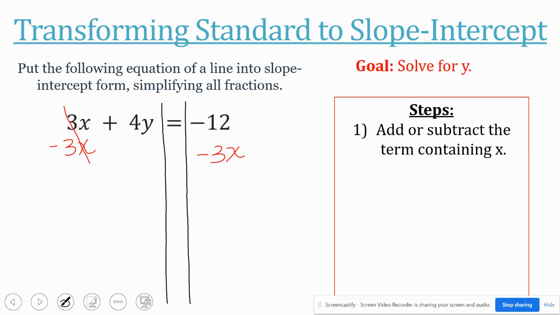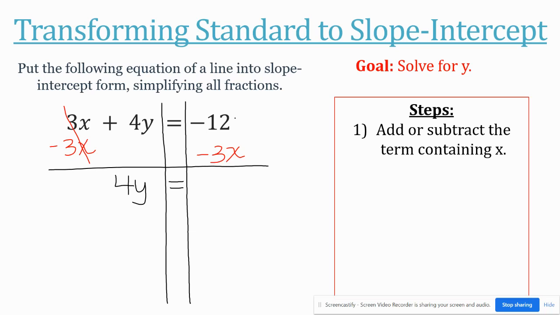So that cancels out. And pay close attention to what happens here. I'm going to bring down this 4y, that positive 4y. Now, negative 12 and negative 3x are not like terms. This has an x, and this negative 12 does not have an x. So we can't subtract them.